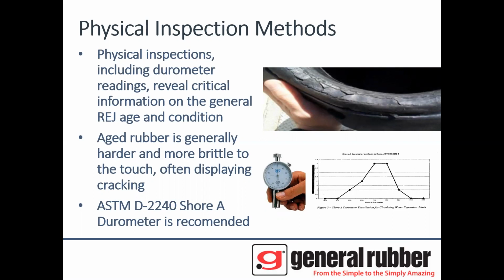Aged rubber is generally harder and more brittle to the touch. You can feel that with your fingernail, but you can put a number to that with one of these devices. We can tell you the durometer reading of our joint as it was manufactured, typically around 60 duro. If it gets to 80 or 90 duro, it's normally representing some advanced form of age.